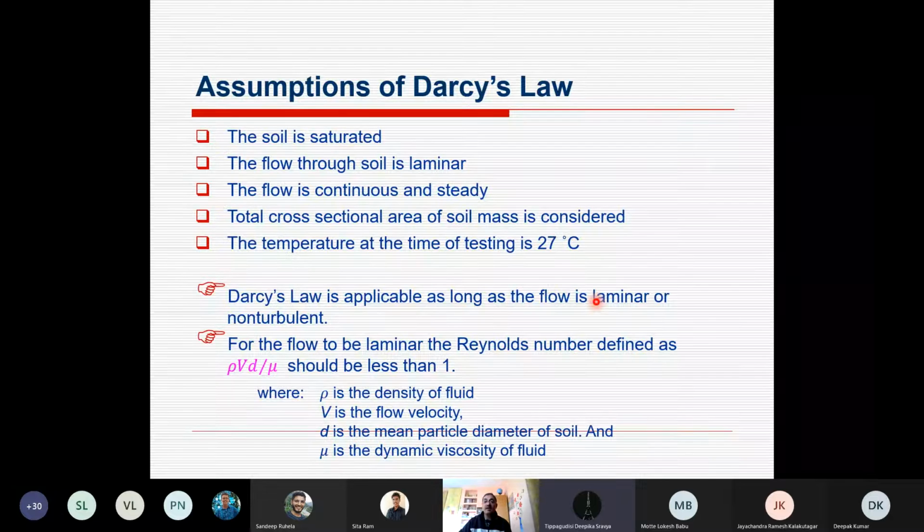Darcy's law is applicable as long as the flow is laminar or non-turbulent, simply meaning velocity head is not generated. For the flow to be laminar, the Reynolds number, defined as rho v d by mu, must be small, where rho is the density of fluid, v is the velocity of flow, d is the diameter of the soil particles, and mu is the dynamic viscosity of the fluid. If the Reynolds number is less than 1 for saturated soil flow, it is laminar flow. Otherwise, it is turbulent. In a soil three-phase system with saturated flow, for laminar flow the Reynolds number should be less than 1.